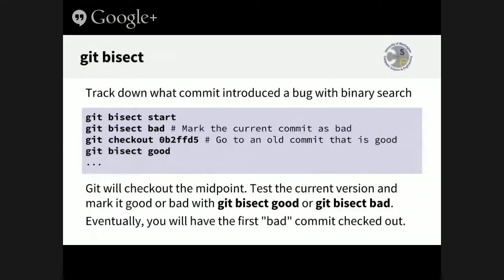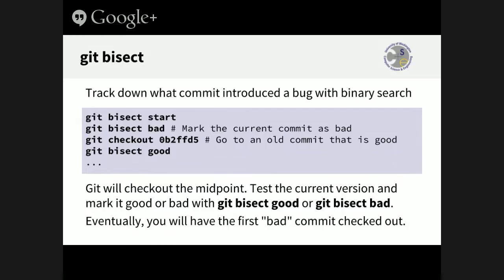Git bisect. So let's say you are working on something and you notice there's this bug that used to not be there, and you want to know what's causing this, like when did I introduce this bug? Because a week ago this thing was working, but now it's not, right? So Git bisect is really powerful.